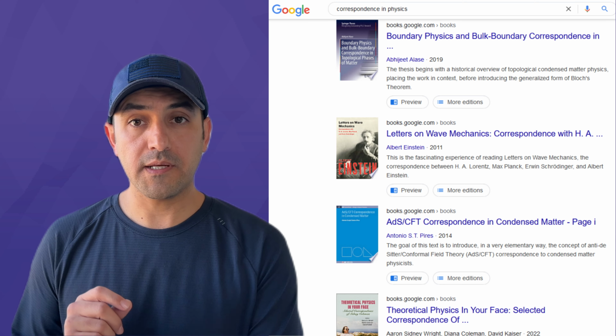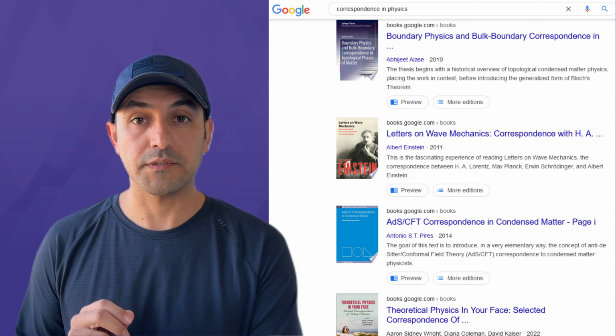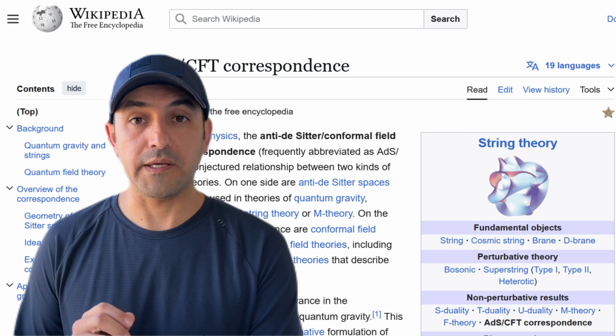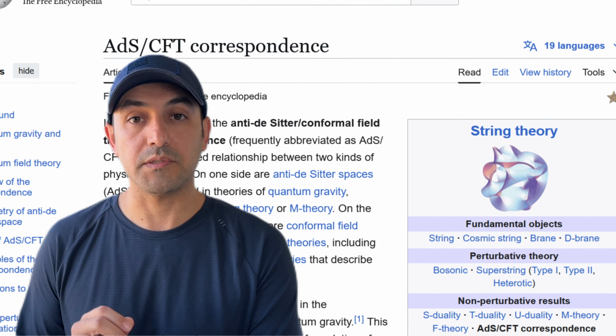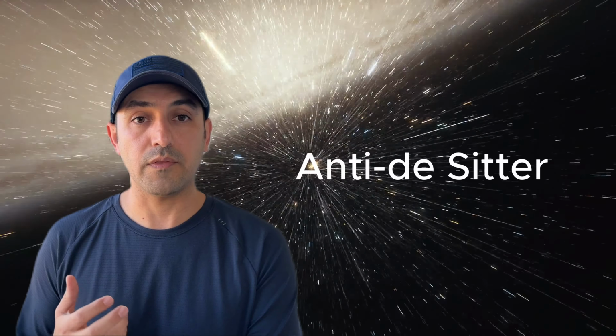In physics, correspondence can reveal surprising connections between fields that might seem very different at first. A famous example is the AdS-CFT correspondence in string theory. This idea connects 2 types of theories, one that describes gravity in a special kind of higher dimensional space known as anti-de Sitter or AdS space, and another that describes particle interactions in a lower dimensional space, a conformal field theory or CFT. This connection is valuable because it lets physicists learn more about one theory by studying the other.